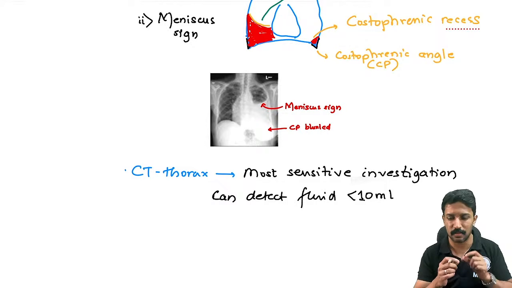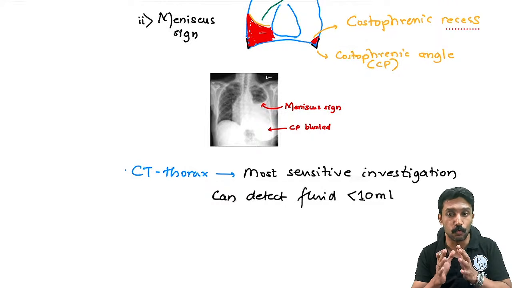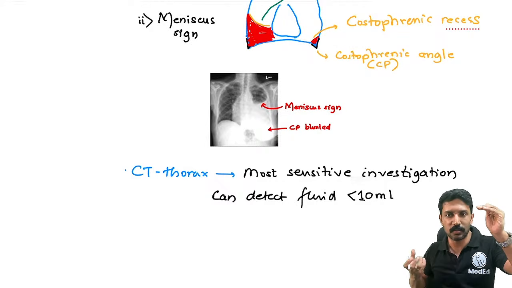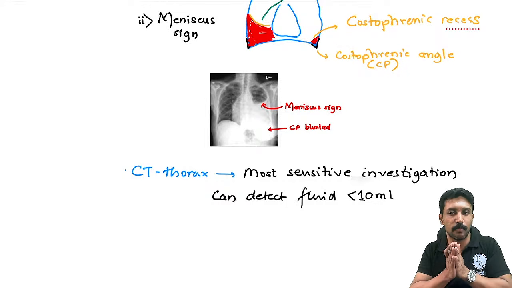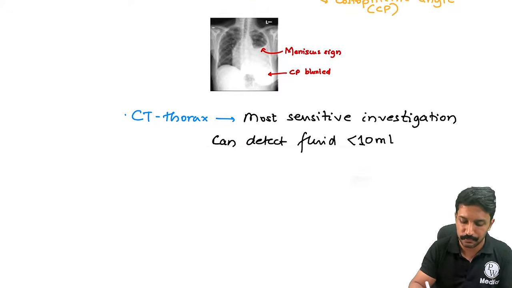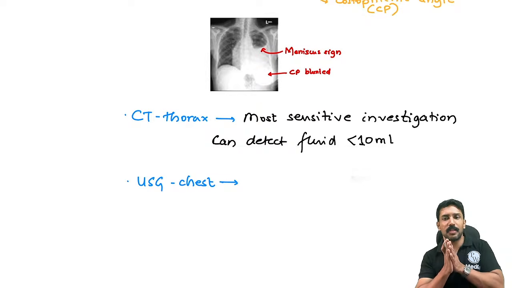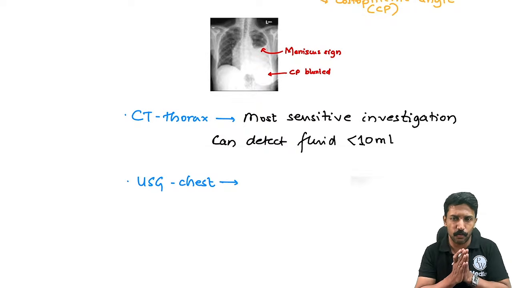So if you ask me, sir, what is the best investigation that I can do to pick up the pleural effusion? X-ray will pick up late, CT will pick up very early, but cost and radiation, let us find a middle ground. Middle ground is ultrasound. USG chest is a very good investigation when it comes to pleural effusion because its detection limit is around 50 ml or even lower.